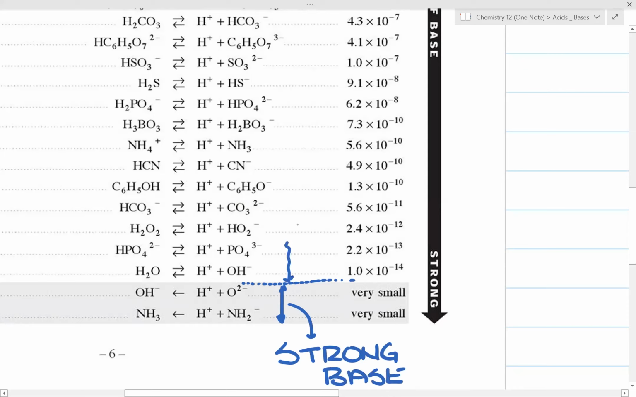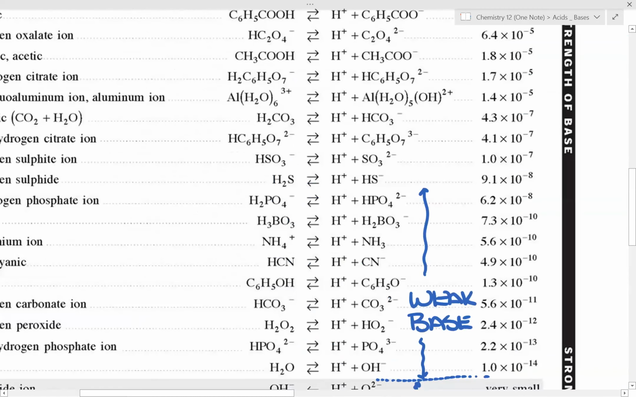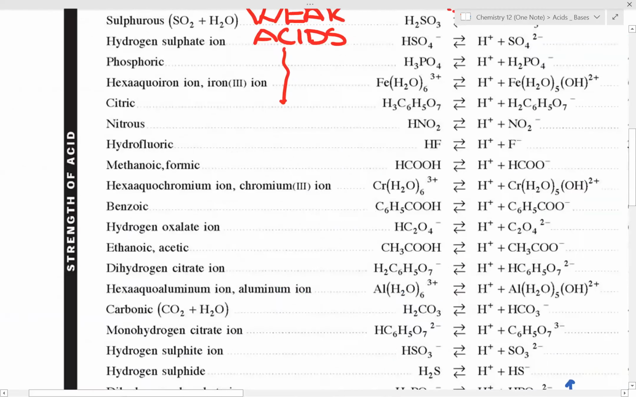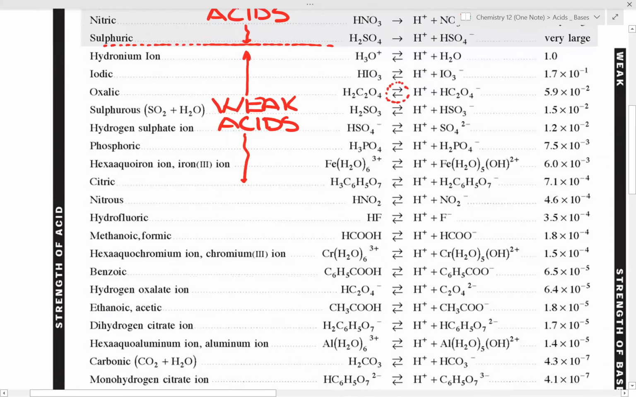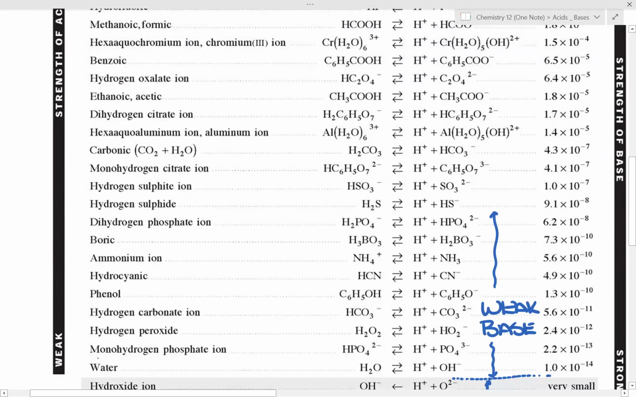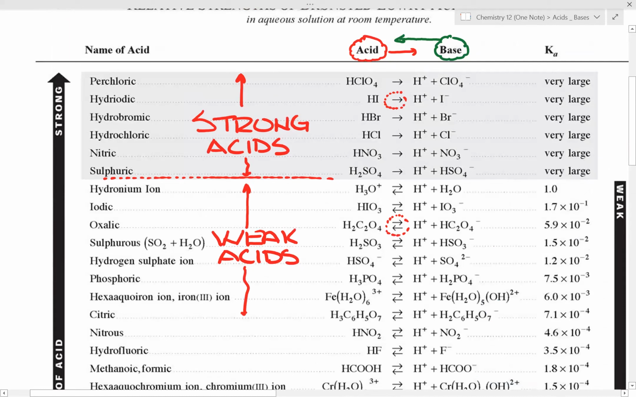And here, all the way to the top, these are our weak bases. Now, if you take a look, notice here there's a ranking system on the left-hand side. As you go further up on the left-hand side, when you're talking about the acids, you are going from a weak acid. So here, water is a weak acid. And as you go further up to the left, perchloric is a strong acid.